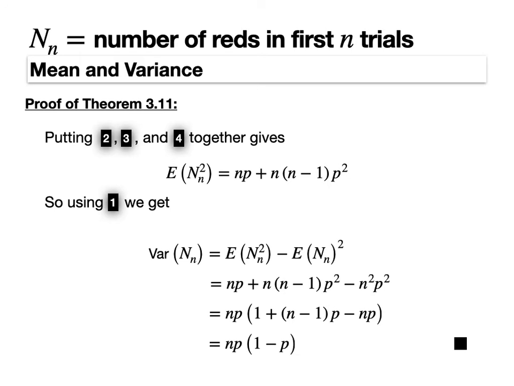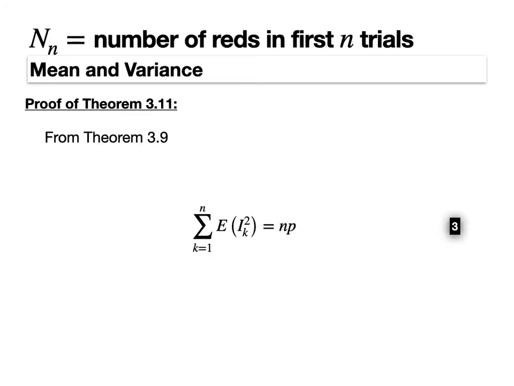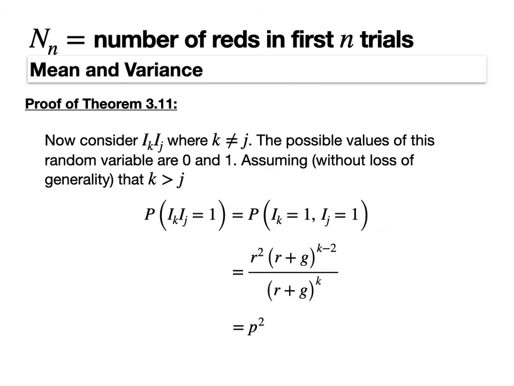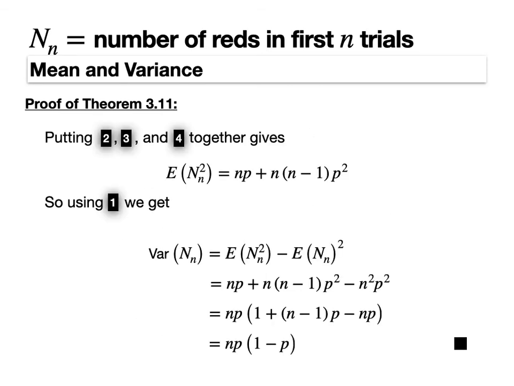Now if we put all that together, going back to this slide, if you look at equation 2 there, we found that the first sum was n times p, and the second sum was n times n minus 1 times p squared. And that's what we're seeing right here. So the expected value of n squared is np plus n times n minus 1 times p squared.